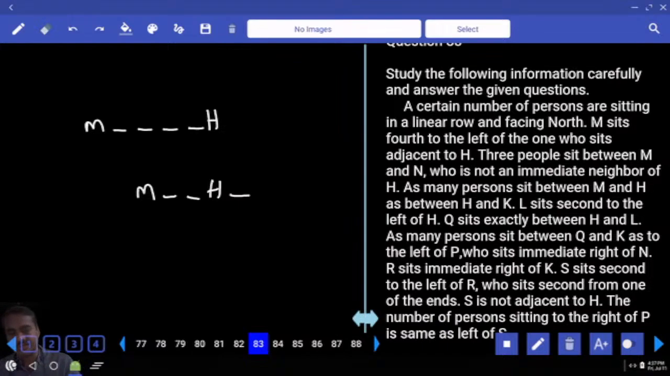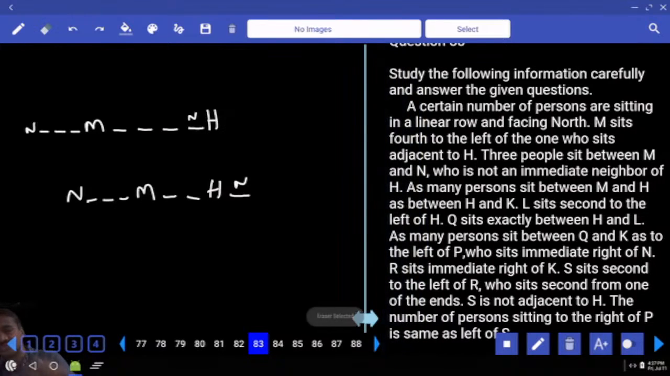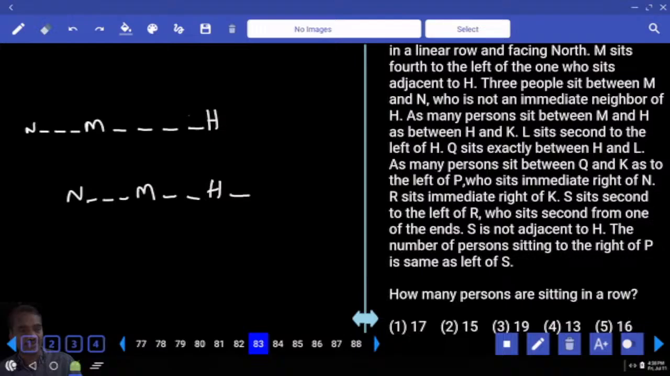3 in between M and N. Now N can be here or N can be here. How many possibilities are there? 2 possibilities. Now between M and N, 1, 2, 3, N can be here or N can be here. Is that clear? And 2 possibilities. But N is not an immediate neighbor of H. Hence N cannot be here, now N is fixed.